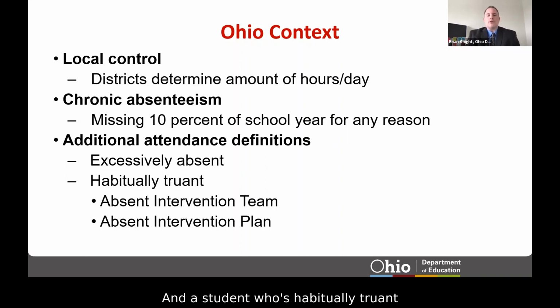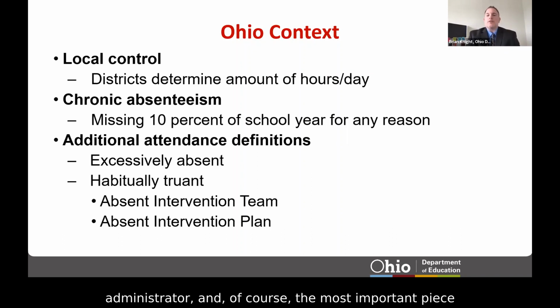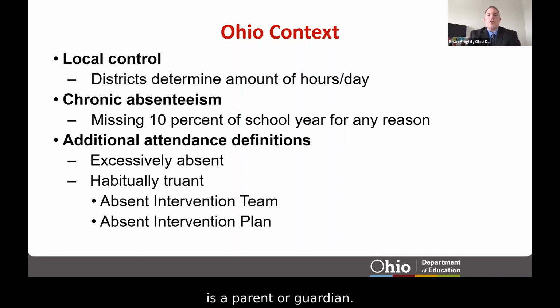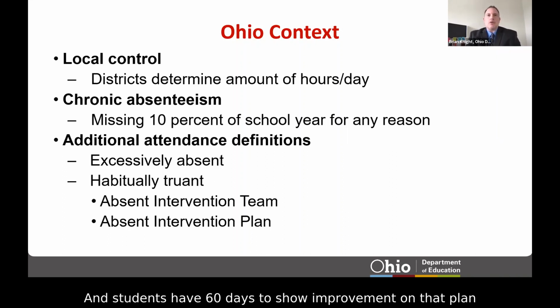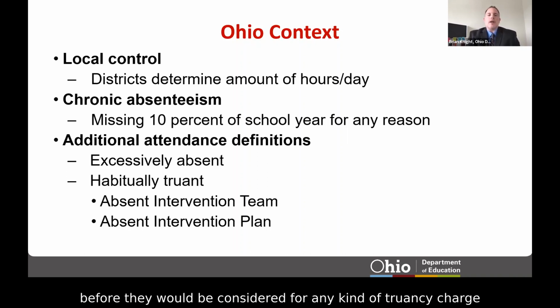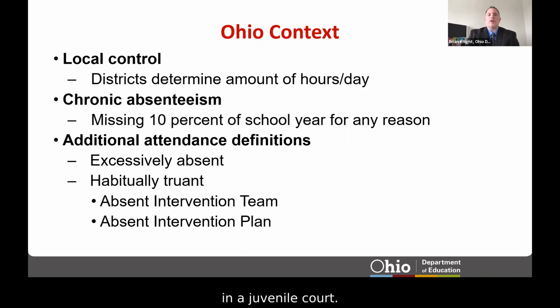And a student who's habitually truant gets assigned to an absence intervention team in the school. It's usually made up of somebody who has a strong connection to the student, a school administrator, and of course, the most important piece is a parent or guardian. They work together to identify barriers and concerns for attendance, and in return, they create an absence intervention plan. And students have 60 days to show improvement on that plan before they would be considered for any kind of truancy charge in a juvenile court.